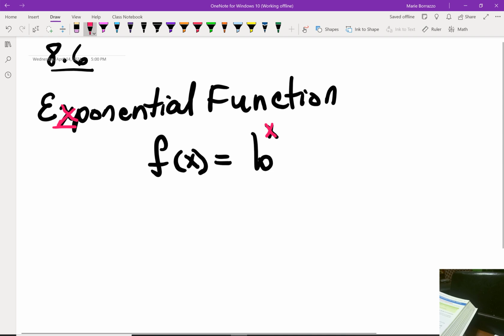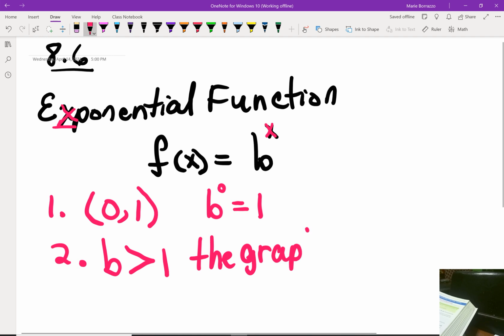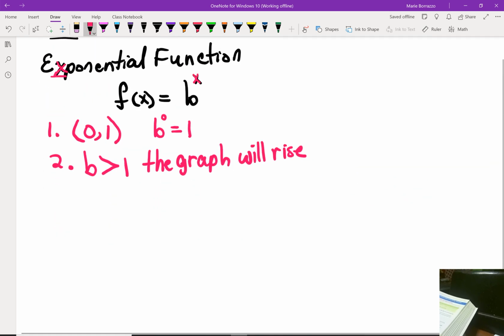Now, typically in these types of equations, you will notice that some characteristics that stick out are that the graph will always have the point (0, 1), and that is noted because if x is 0, anything to the 0 power is 1. Secondly, if the base value is a number greater than 1, the graph will rise. Obviously, when we read the graph, remember it's always left to right.